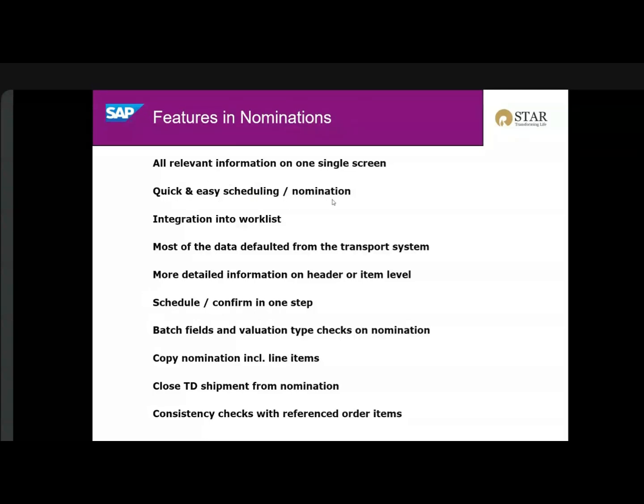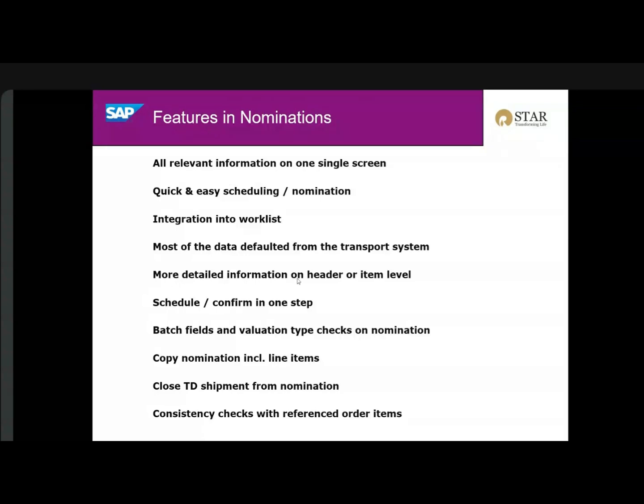Quick and easy scheduling nomination. The system automatically does some validation. So if you enter something wrong, it will give an error. Integration into work list, there is also another functionality. Most of the data is defaulted from the transport system. So whatever data you are entering in the transport system will be populated in the nomination also. When you enter the transport system in the nomination, the relevant data of that transport system is copied.